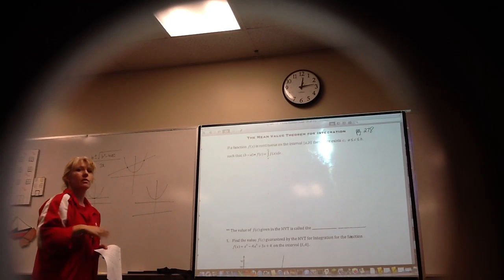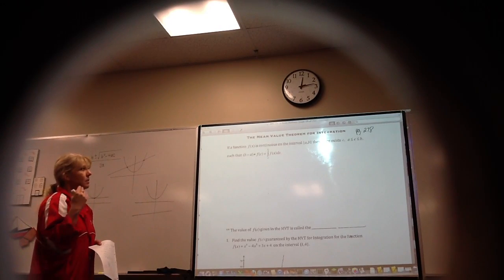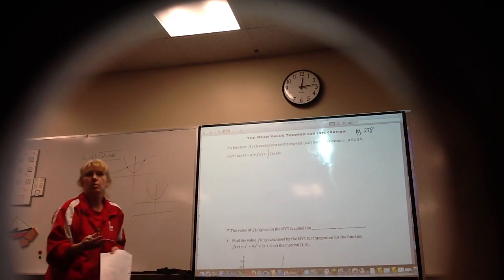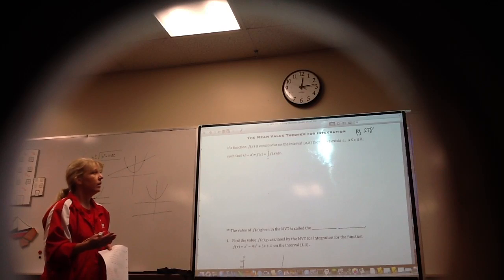Okay, so there's a lot of notation there. Let's take the visual approach again. I need to explain some things, because basically what you end up with is a rectangle that has the exact same area as the area under the curve. That's really what it's simply saying, okay?